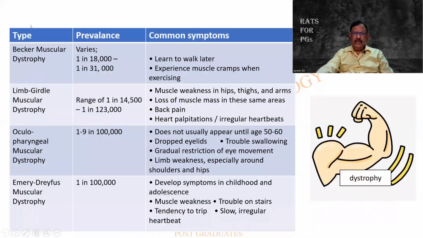Again, the list continues. There is Becker's, limb-girdle, oculopharyngeal, and Emery-Dreifuss. So these are the various things. You find that progressively they are rarer in incidence.